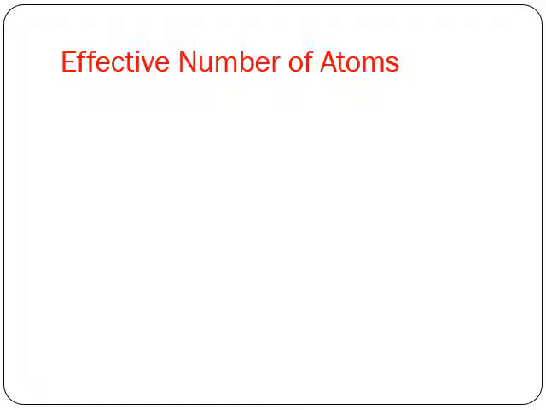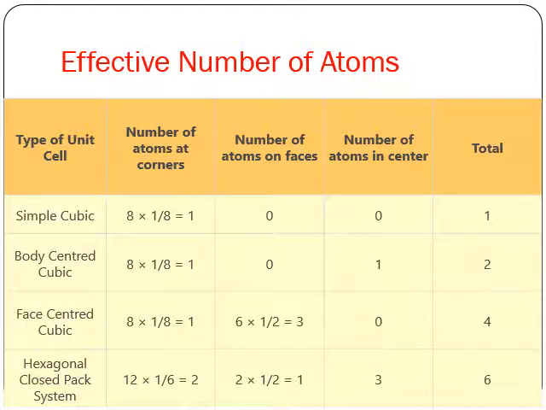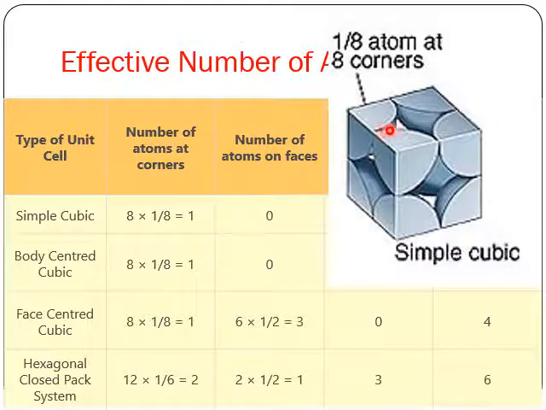The second thing we said is the effective number of atoms. If you take a cube, there are 8 atoms at the corners, but those 8 atoms do not belong to that unit cell. A corner atom is shared by 8 unit cells, meaning an atom is cut into 8 parts and distributed to each unit cell. So we say 8 into 1 by 8. That is what we have seen in a simple cube: 8 into 1 by 8, with no face centered and no body centered atoms, so it is 1.